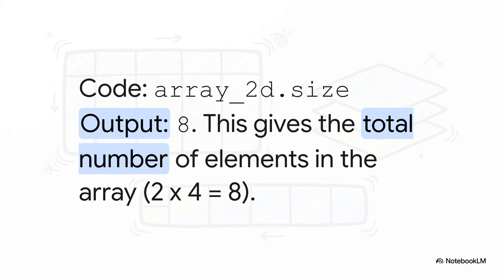Now, what if you don't care about the rows and columns? You just want to know the total number of items in there. For that, we have the .size attribute. It's just a handy little property that gives you the total count instantly. And of course, 2 times 4 is 8, so our array has a size of 8.